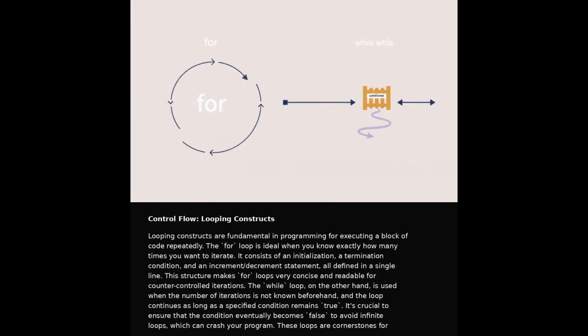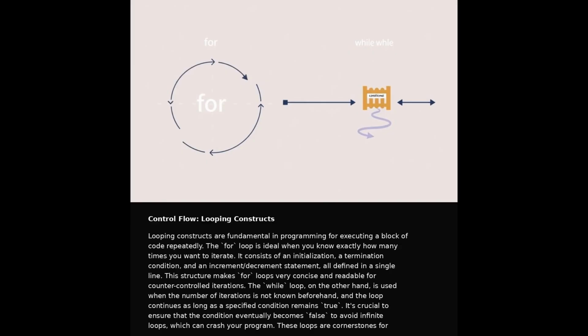Control flow, looping constructs. Looping constructs are fundamental in programming for executing a block of code repeatedly. The for loop is ideal when you know exactly how many times you want to iterate. It consists of an initialization, a termination condition, and an increment-decrement statement, all defined in a single line. This structure makes for loops very concise and readable for counter-controlled iterations.